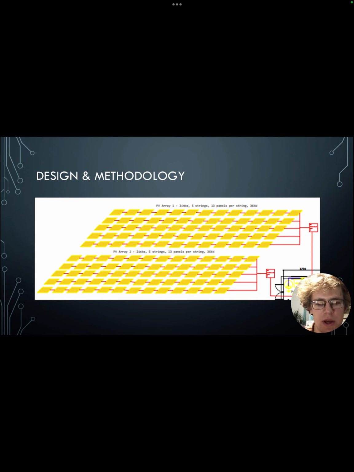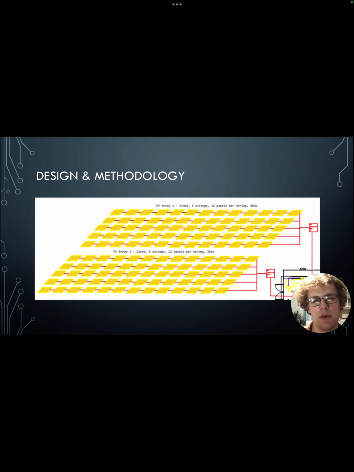So basically what we have over here is we have two sections of panels, and we have them arranged in a particular configuration. So they are arranged as 5 strings of 13 panels per string. And the reason why this was done is to accommodate the specifications of our inverter, and that will also be given through in the report. So we have 5 strings of 13 panels in each string.